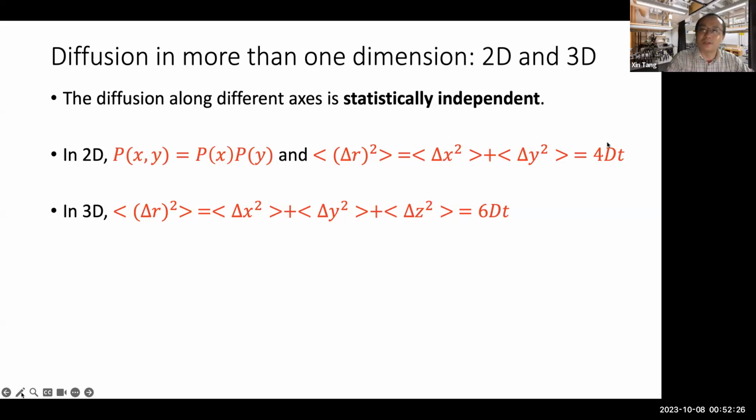So for a drunk person who is walking on the ground, if you check the footprint of that person, they actually follow this 4Dt probability. If it's a drunk bird, as we said, flying in space, and you take a picture of the bird, you will find that its position delta r squared is delta x squared plus delta y squared plus delta z squared, three orthogonal directions, and that equals 6Dt.